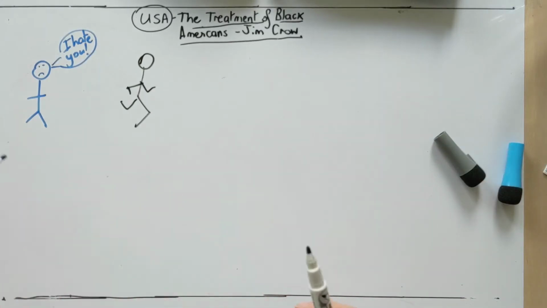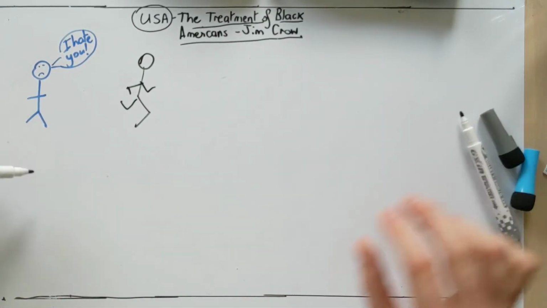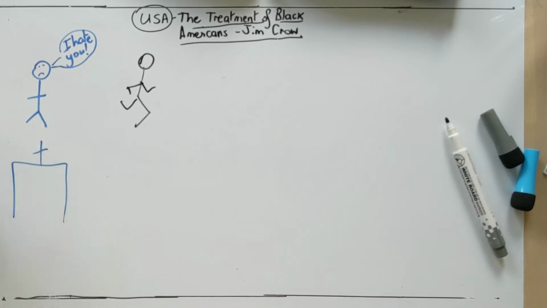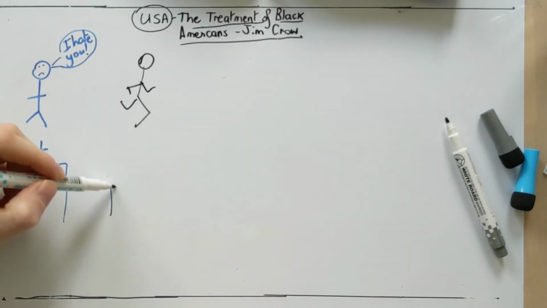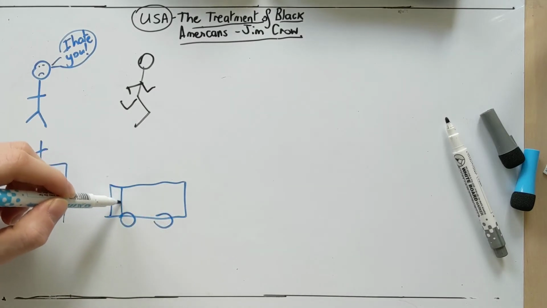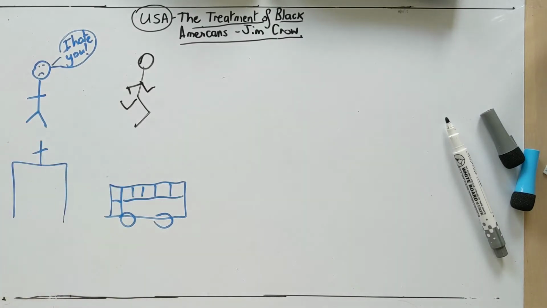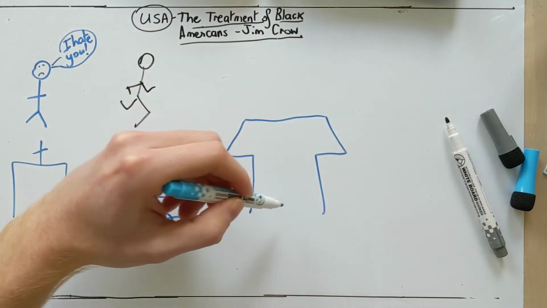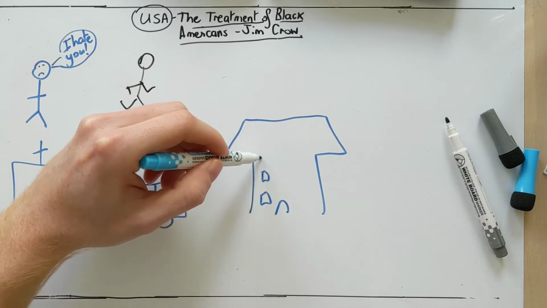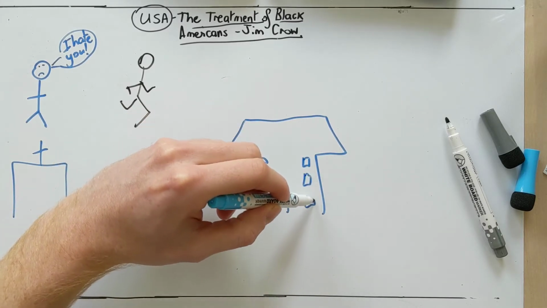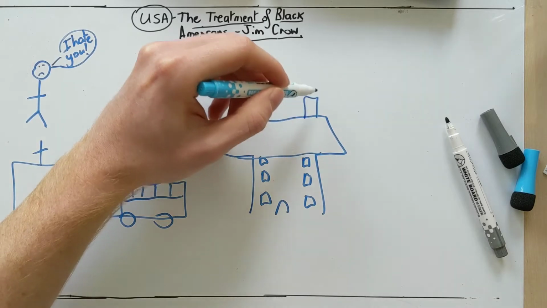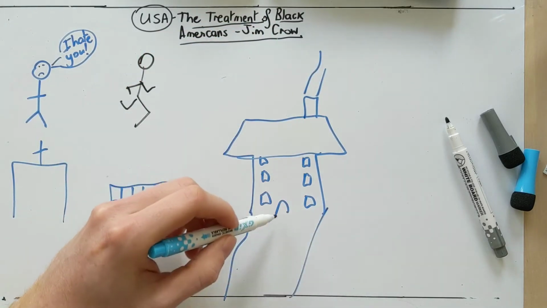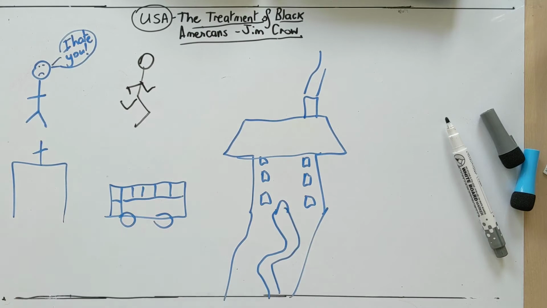So he's then going to go to church. He's there going to get on a bus. He's there going to have a lovely big house because he's rich. Look at this amazing house. Oh, it's just beautiful. So he's going to have his church, he's going to have his bus, and he's going to be in his house.